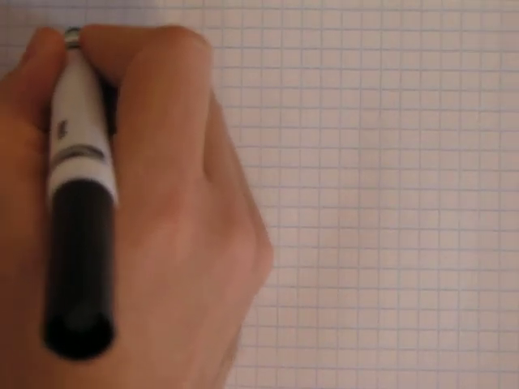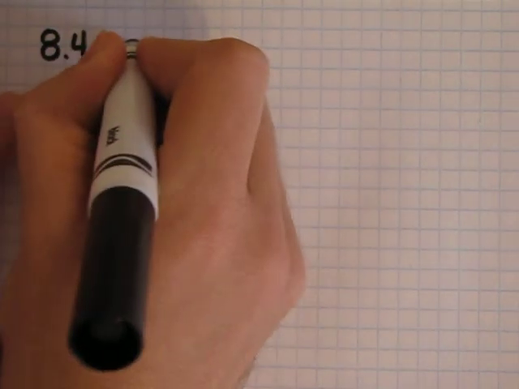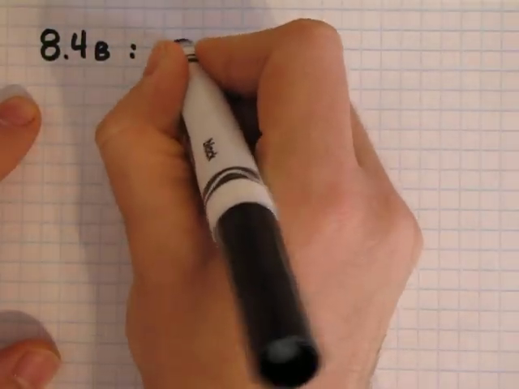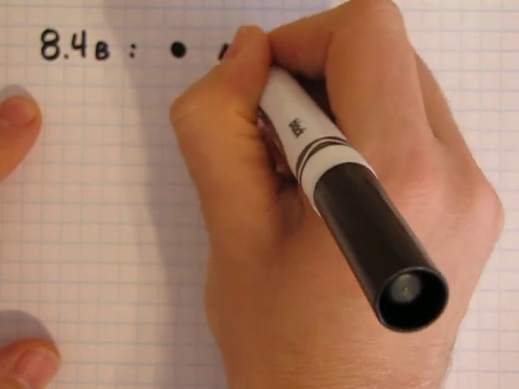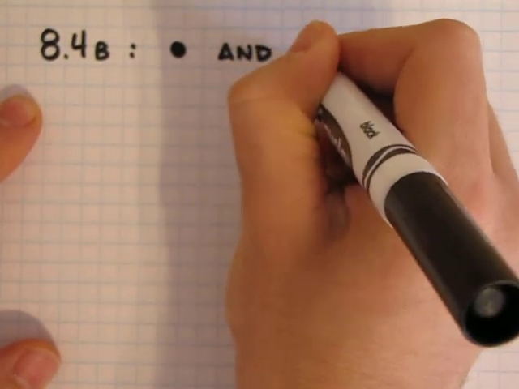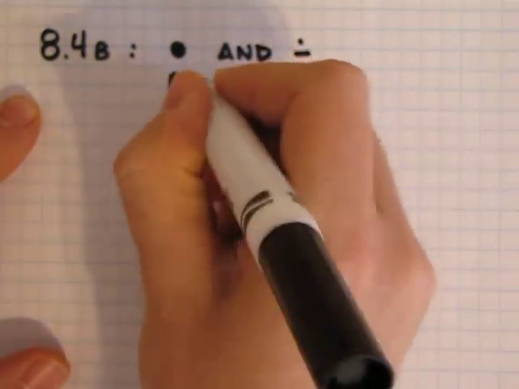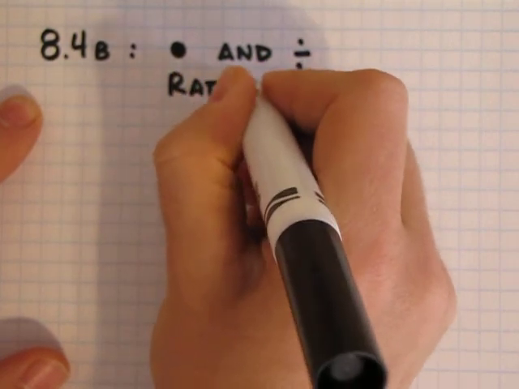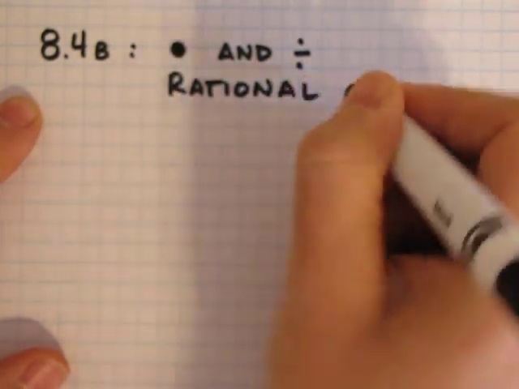Lesson 8.4b, multiplying and dividing rational expressions.